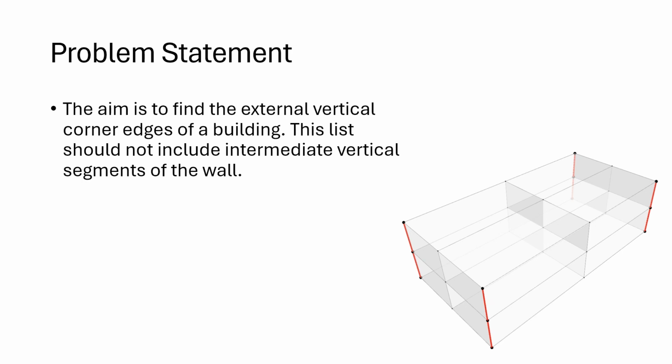should not include any intermediate vertical segments of the wall. So any vertical edges like this one that has an interior wall hitting the outside wall, this we should not include. We should only include the corners here. And I will mention at the end some caveats about this process. Obviously, you could refine it a bit more, but this is a simple version of finding those corner edges, and it's a simple building as well.